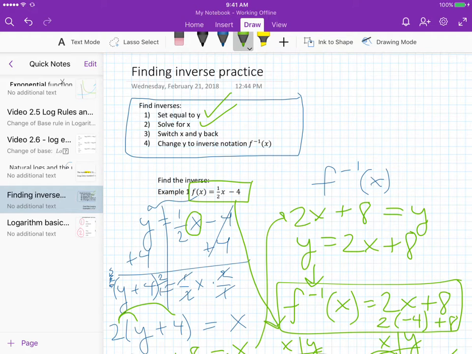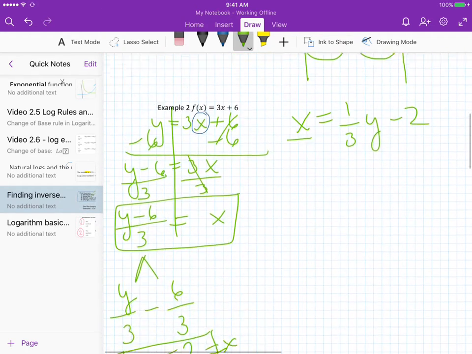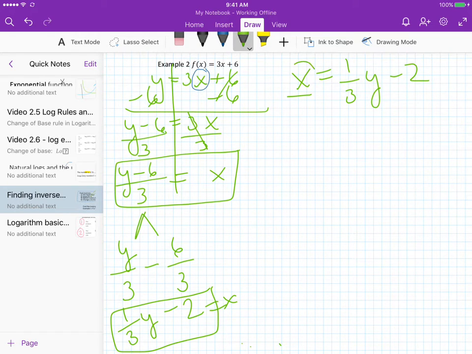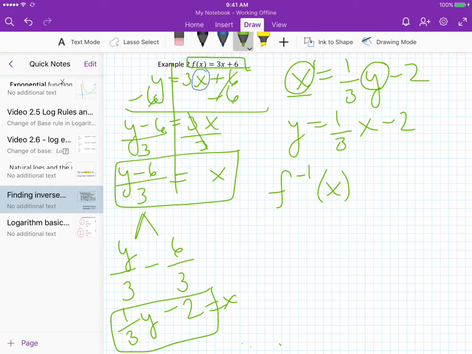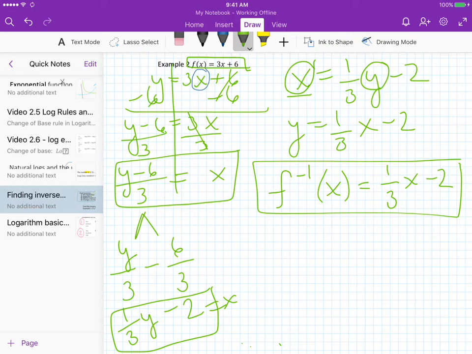Now we need to switch x and y back and then change the notation. So I'm just going to literally switch these 2 variables. So y equals 1/3 x minus 2. And then I'm going to say, well, this isn't actually just y. It's the inverse of the original function here. It's the inverse of f of x. So to show it's the inverse, I write it like that instead. Done.